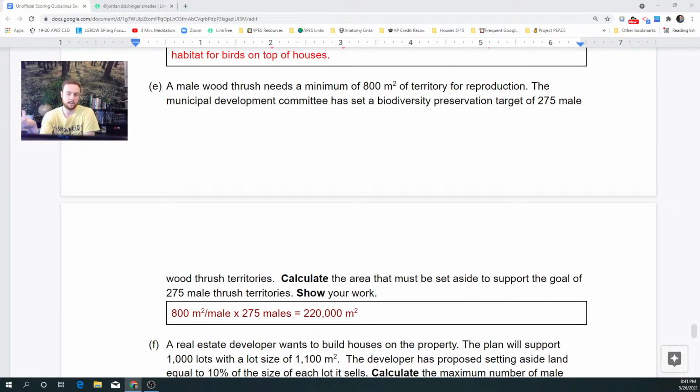800 meters squared per male wood thrush times 275 wood thrushes, or males. That's going to equal 220,000 meters squared. Notice, this is really important here: meters squared. Males. Meters squared. You have to show your work. Look at this, College Board bolded this for you. They don't bold a lot on exams.